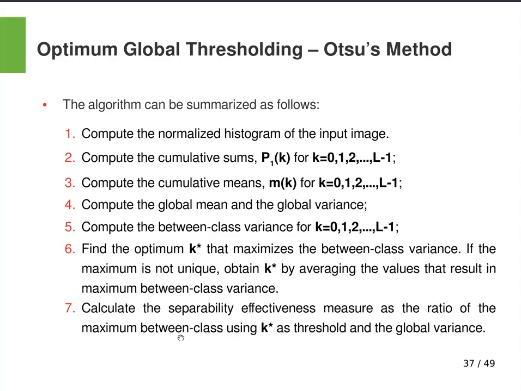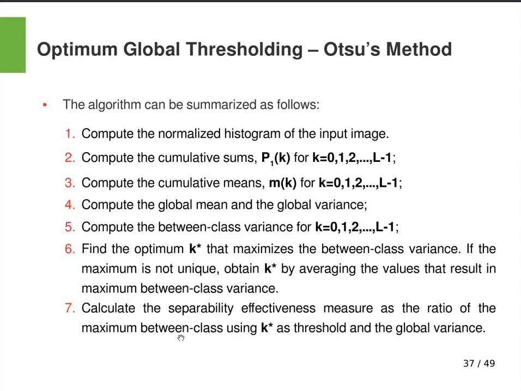To summarize Otsu's method: first we compute the normalized histogram of the input image, then we compute the cumulative sums P1 and P2 for all the values of k. We compute the cumulative means, and we compute the global mean and the global variance. In step 5 we compute the between class variance, and in step 6 we find the optimum value for k, here called k star, that maximizes the between class variance.